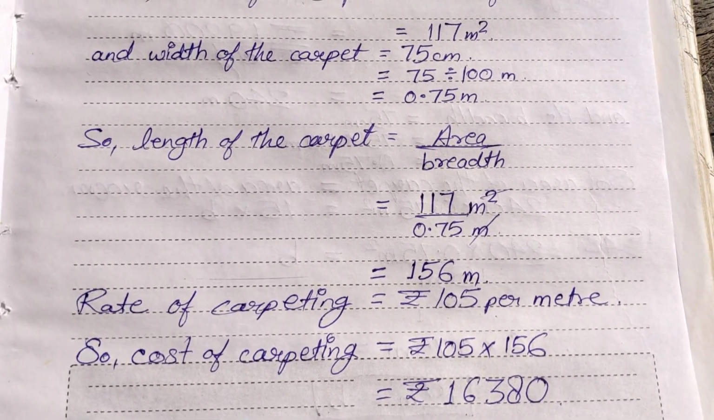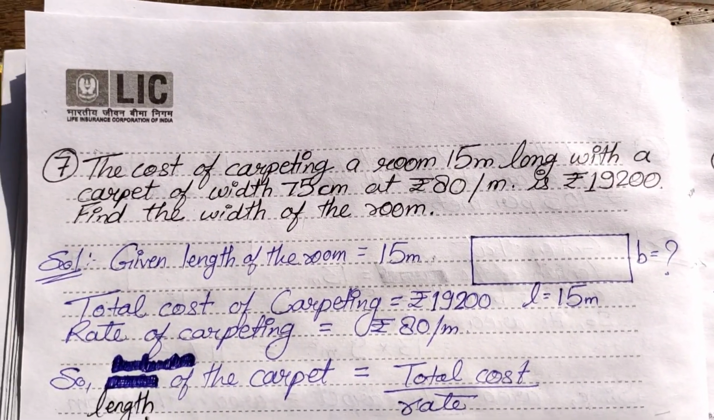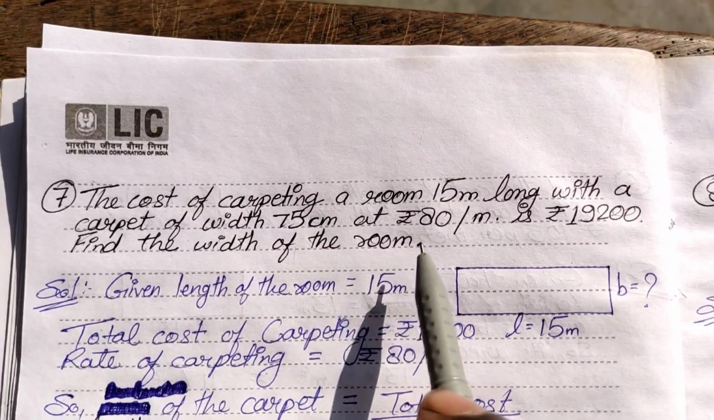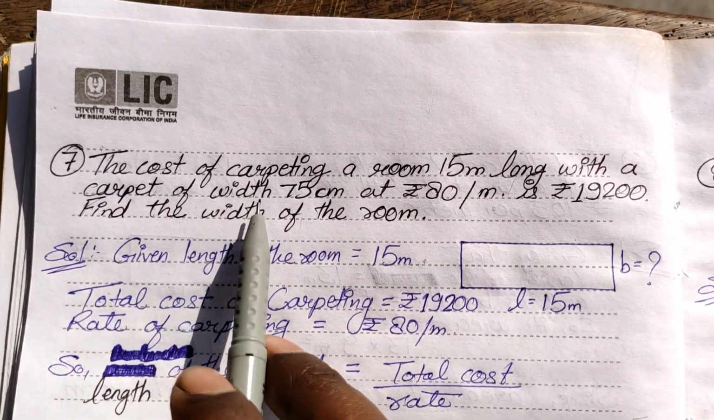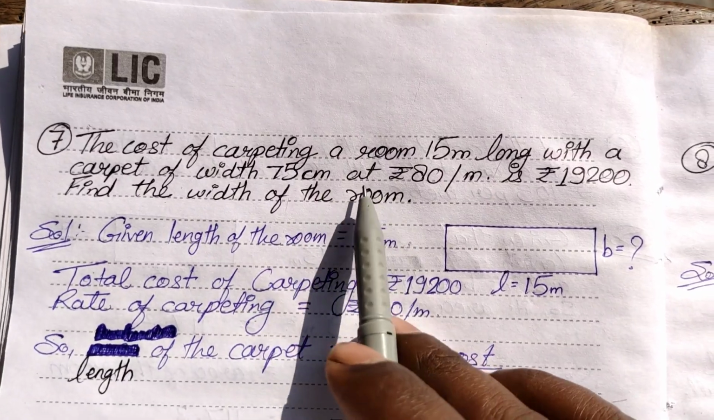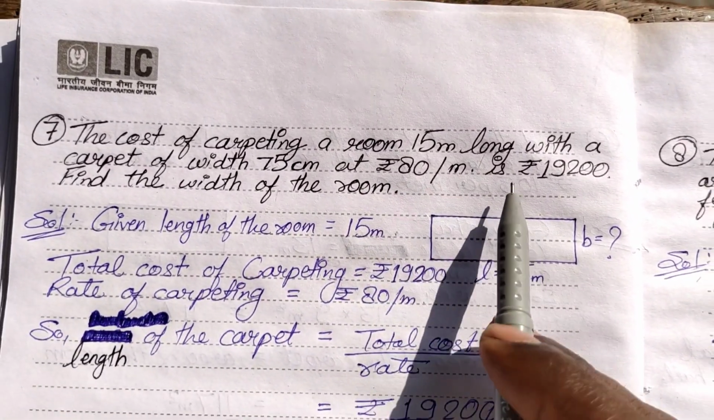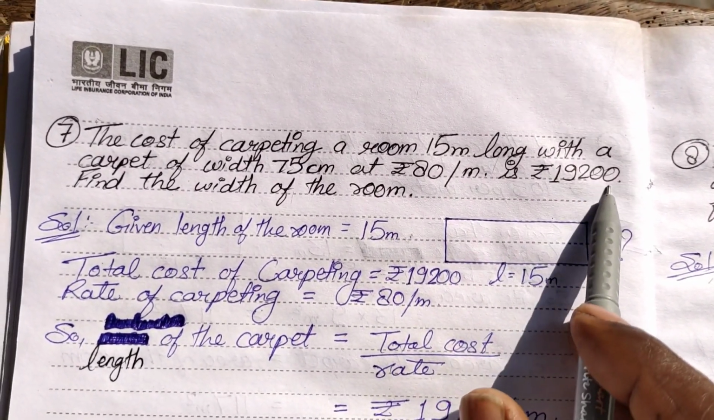Now moving on to the next question. Question number 7. The cost of carpeting a room 15 meter long with a carpet of width 75 centimeter at rupees 80 per meter is 19,200.